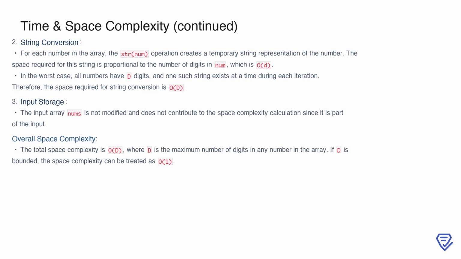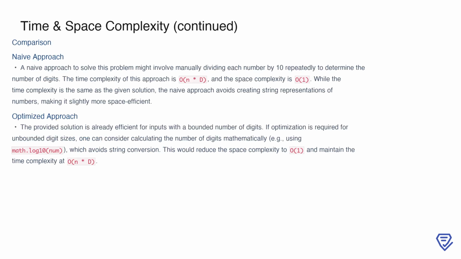If d is bounded, as in the case of integers with a fixed upper limit, the space complexity simplifies to O(1). When comparing different approaches, a naive method would involve manually dividing each number by 10 repeatedly to determine the number of digits. This approach has a time complexity of O(n*d), similar to the given solution, but it avoids creating string representations of numbers, making it more space efficient with a space complexity of O(1).